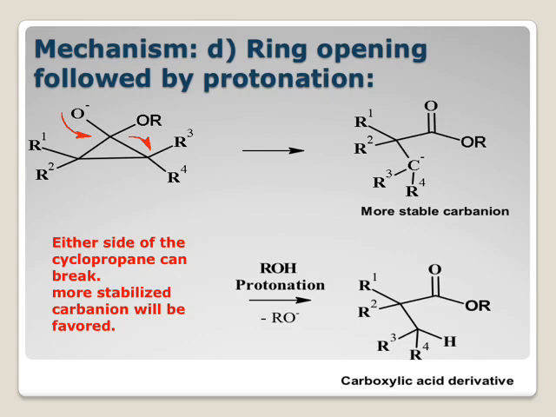So here the driving force is the negative charge on the oxygen atom, which will shift here, and the ring will open up. This bond will break, and we get another carbanion, preferably a more stable carbanion. Once that more stable carbanion has been obtained, since we have an alcohol, this carbanion will abstract the proton from this alcohol and the alkoxide ion will get regenerated.